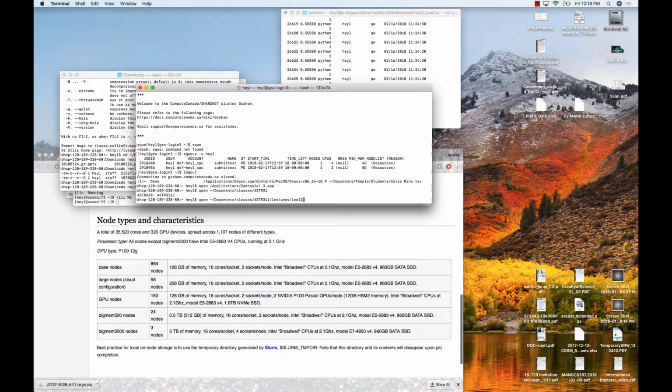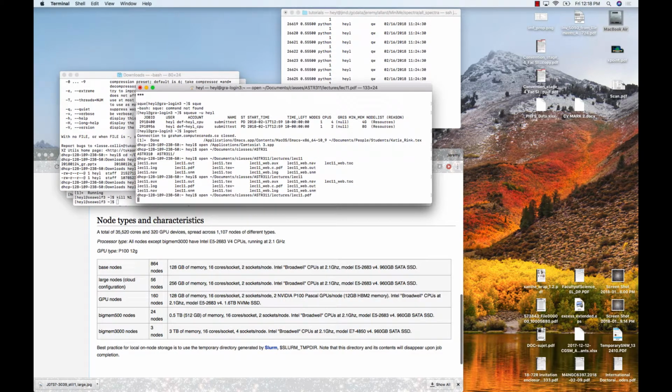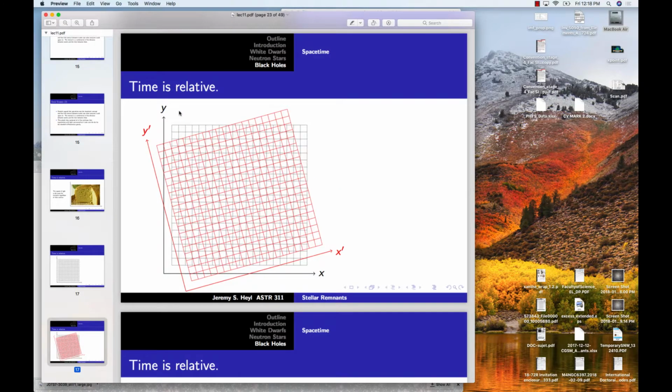What have I done? That is too small. Is it up there? You can read it. Lecture 11. Okay, that was just unfortunate. Is it going to do anything? There it is, and it's right there.